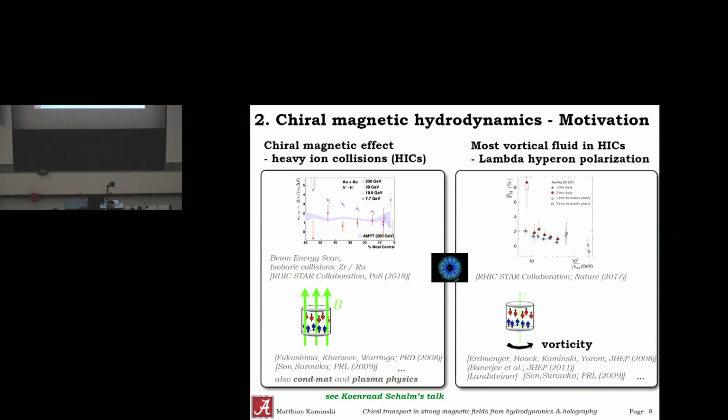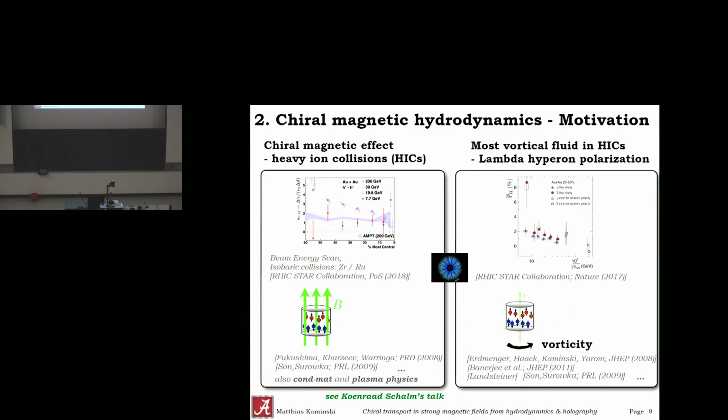And this, of course, also has a motivation in condensed matter physics, where I understand there are also strong and variable magnetic fields involved in the experiments, probably easier to control than in heavy ion collisions. This will also be interesting for plasma physics as far as I can tell.